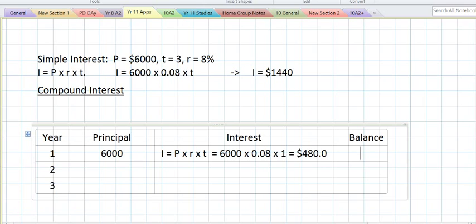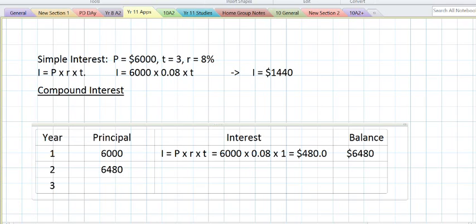Okay? Which means our total balance will be $6,480. Okay? So, we invested $6,000 at the start, and in that 1 year period, the bank has paid us $480. So at the end of that 1 year, we have $6,480. Okay? Now, that's the amount of money we take into the next year. So over the first year, we earned $480.